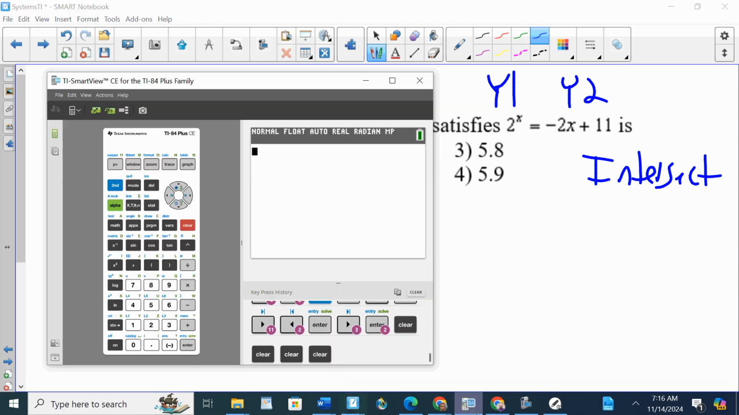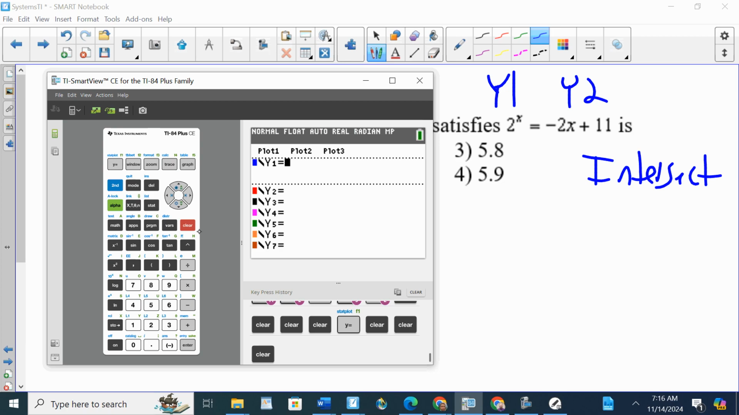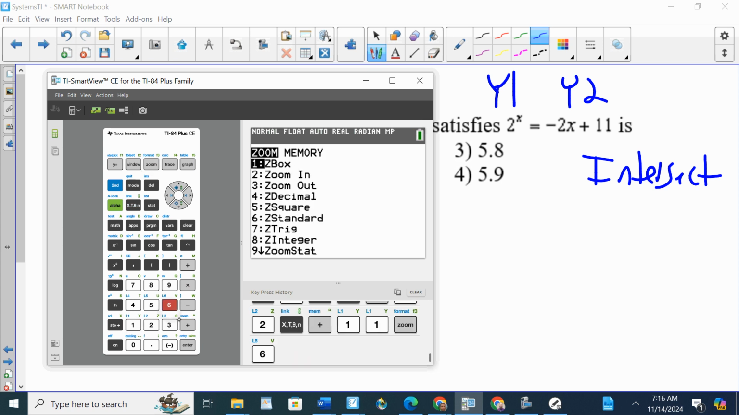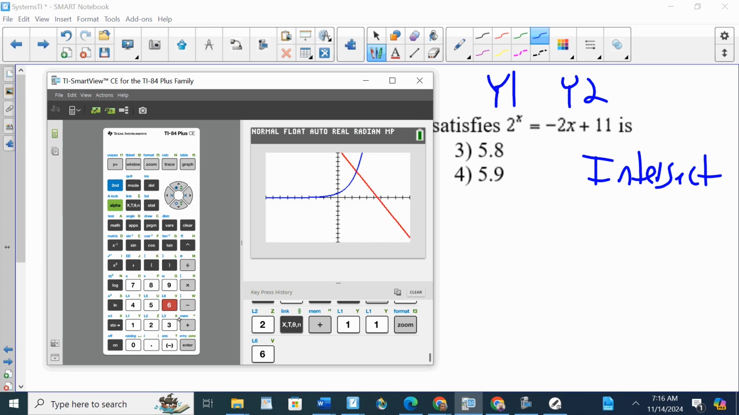We are going to go to our calculator. We're going to go to y equals. We're going to type the left-hand side into y1, so I have 2 to the power of x. I'm going to type the right-hand side into y2, negative 2x plus 11. I'm going to always start with zoom 6. Zoom 6 is my standard window. I'm going to start with that, and I will need to adjust it as we progress in this lesson.